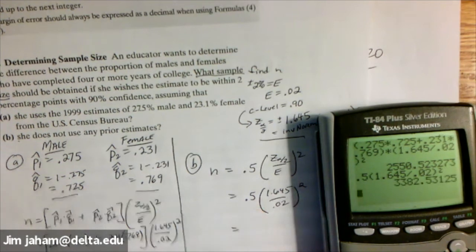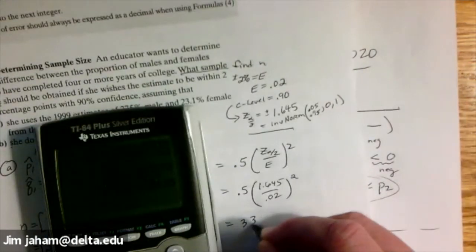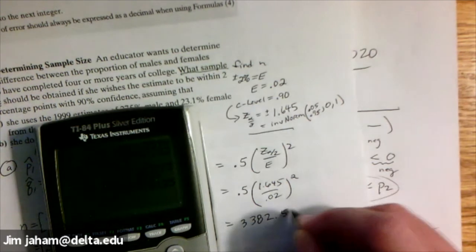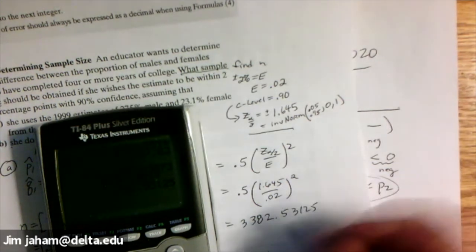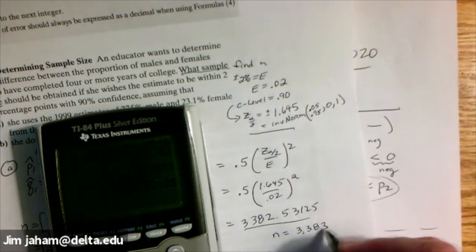And you can see it's much larger. So 3382.53125, and so N equals 3,383.